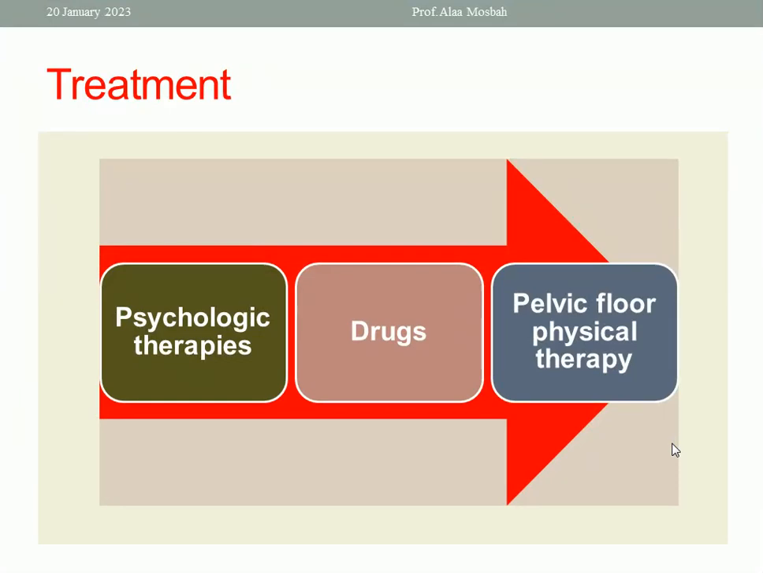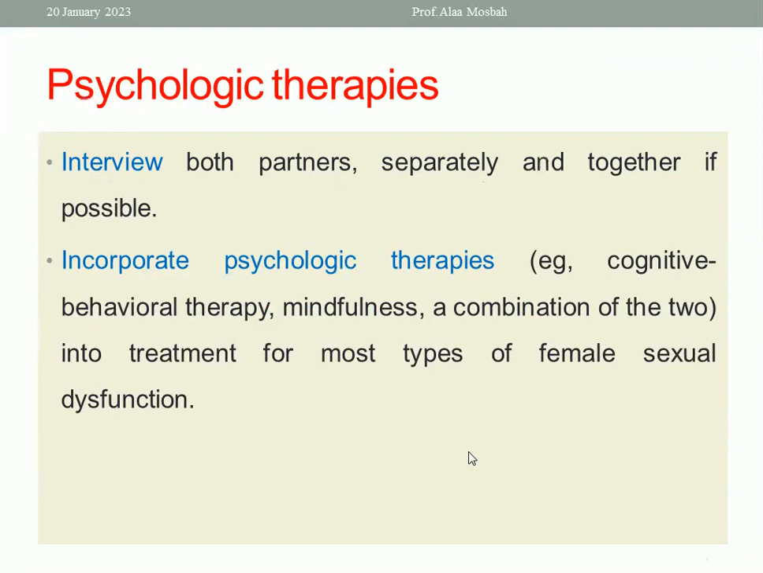So what is the treatment? In short, we have three big categories: psychological therapy, medications or drugs, and pelvic floor physical therapy. These are the three big categories in the treatment of female sexual dysfunction. Psychological therapy first starts with an interview with both partners separately and together if possible. Then incorporate psychological therapy, for example cognitive behavioral therapy, mindfulness, or a combination of the two, into the treatment for most types of female sexual dysfunction.